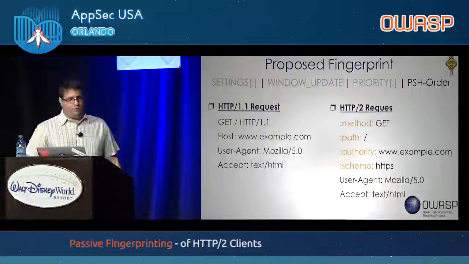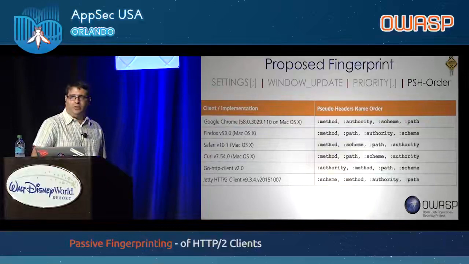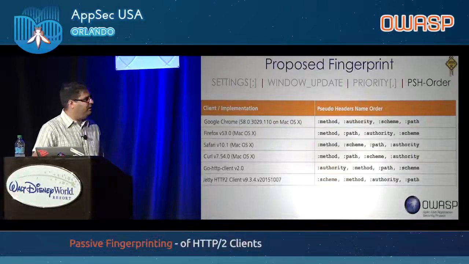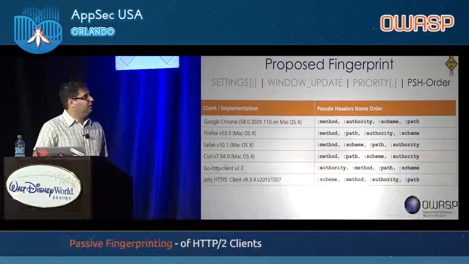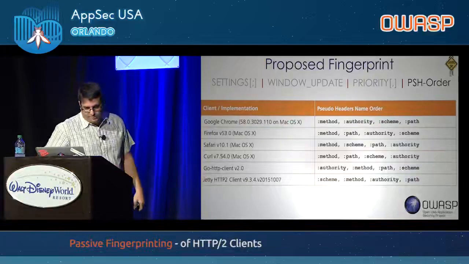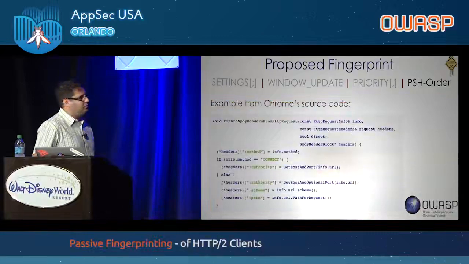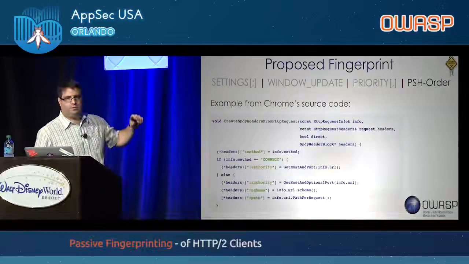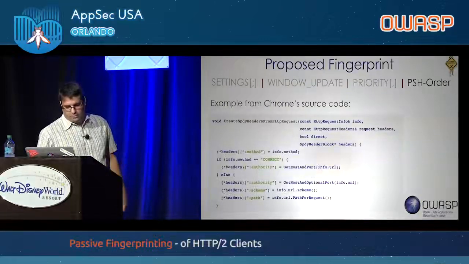And what is interesting about those pseudo headers is that they are sent in a specific order, and the order varies between different implementations. You can see that it's not the same with Firefox or Safari or curl or whatever, Go HTTP client. And that's another thing that we can add to the fingerprint that would give us more uniqueness and would allow us to distinguish between more and more clients. Again, this is an example from Chrome's source code showing that the headers are set in a certain order. It's hard-coded and not randomly chosen.